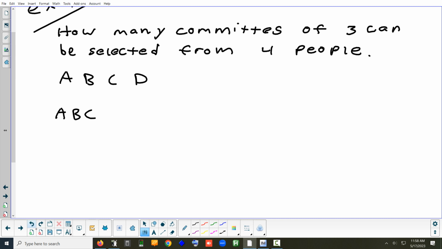What's another group of 3 people you could pick to form a committee? ACD. Pick A, C, D. So you left out the B. What's the next one? A, B, D. You could leave out the C. And the last one? B, C, D. Leave out the A. So there are only 4 ways you could form a committee if you have a group of 4 people and you have to pick 3. There are only 4 different committees you could make. Any question why the order does not matter?